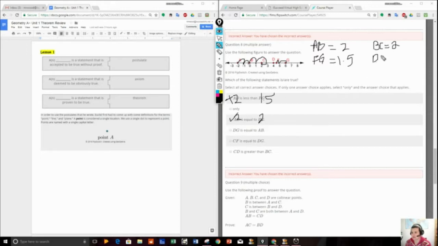What is the distance of DG? Is DG equal to AB? So let's find the distance of DG. From D, we count 1, 2. That's 2 spaces. So DG is 2. Is 2 equal to AB, which was 2? Yes. Okay, CF.